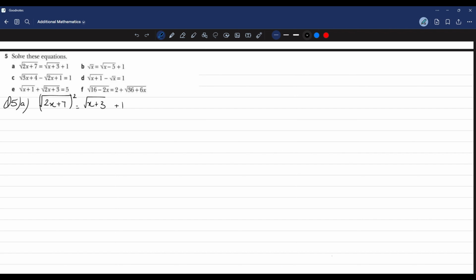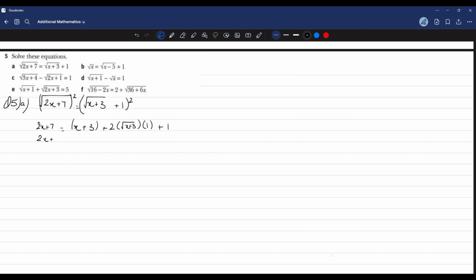Let me see now. Okay, so square both sides. We have got √(2x + 7) squared is equal to 2x + 7. We will get a squared, which is (x + 3), put this in a bracket, plus 2 multiplied by a, which is √(x + 3), multiplied by b, which is 1, plus b squared, which is 1 squared. So again, simplify this up.